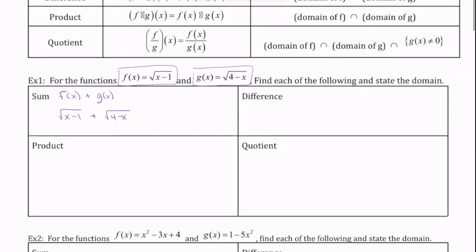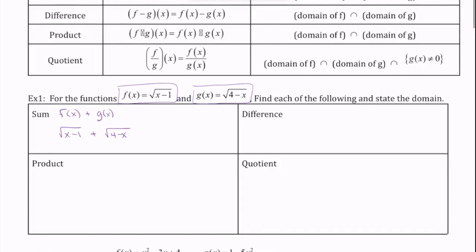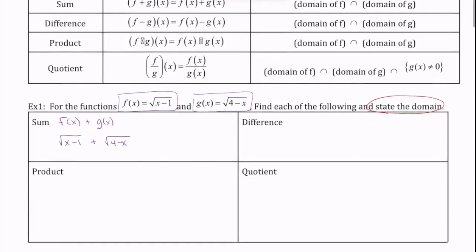And there's nothing I can add here, right? These are not like terms. If this is the square root of x minus 1 plus another square root of x minus 1, then I could add coefficients here. But these are not like terms here, okay? And then I'm going to find the domain of each one of these, right? And what is my domain of each one of these?